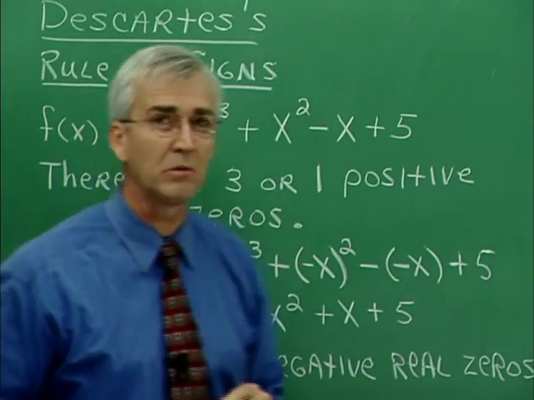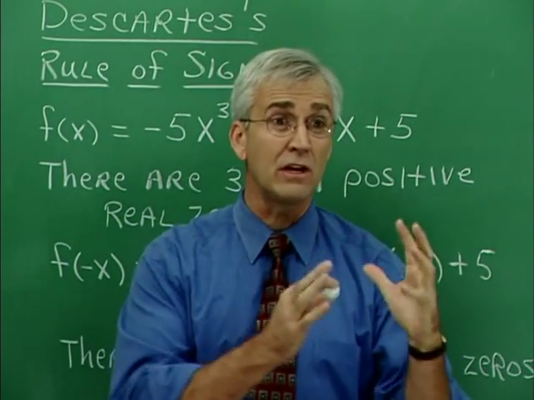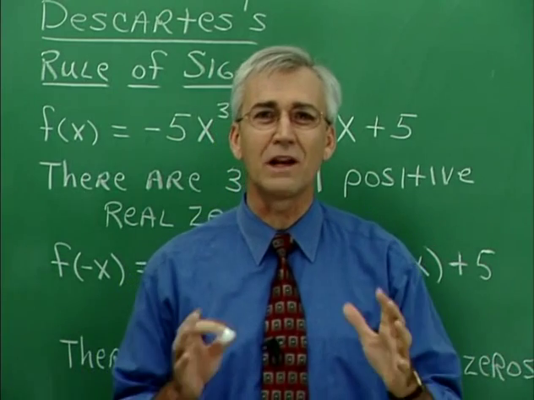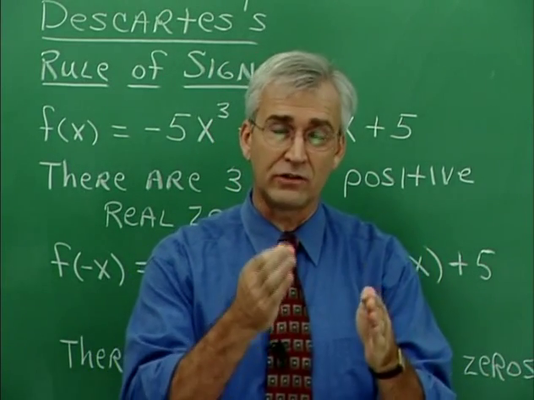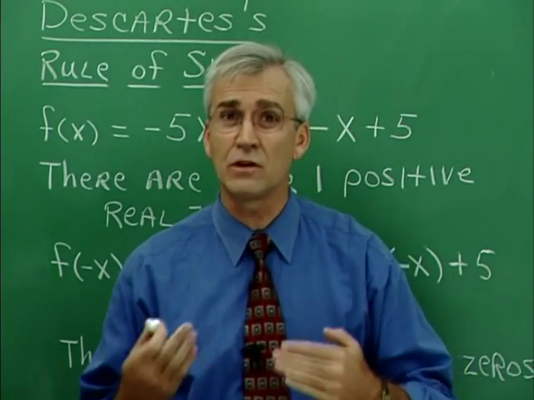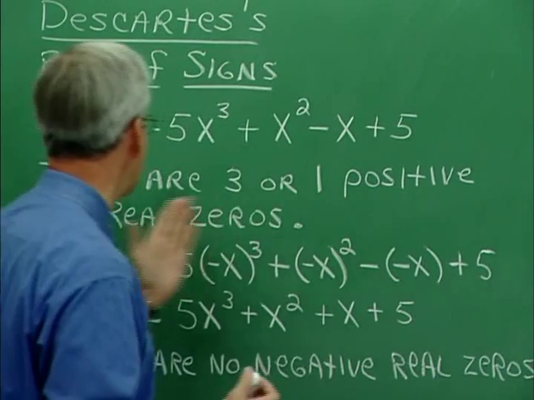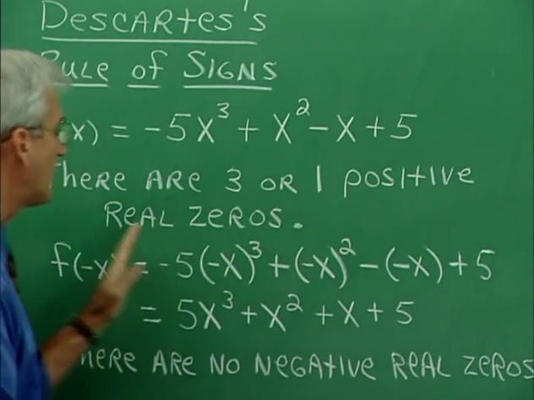Now, I say possible because it changes. It's either 3 or 1. Why is that? Well, the analysis here is in terms of pairs of zeros. So it's 3 or 1 positive real zero. So we know that there'll be at least one positive real zero.